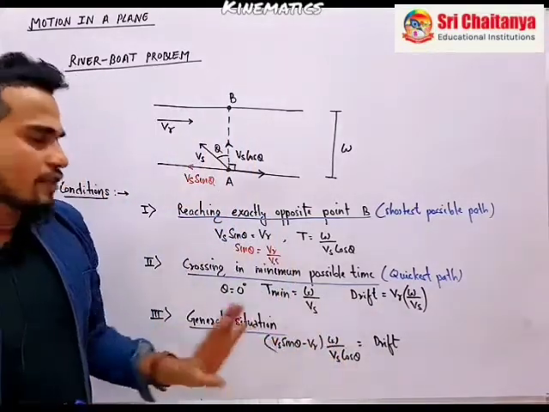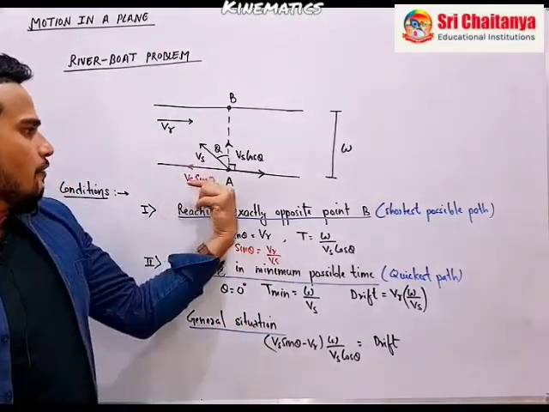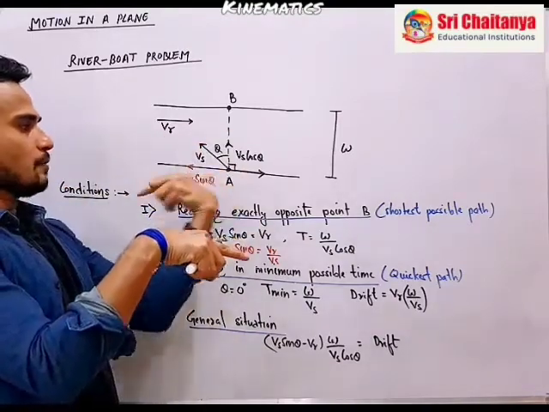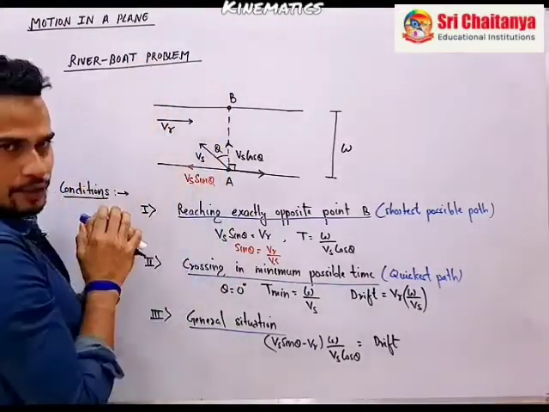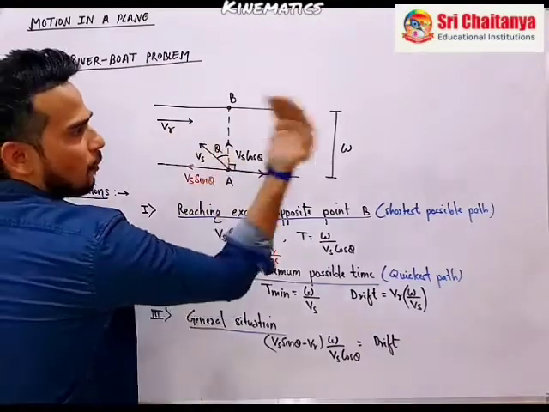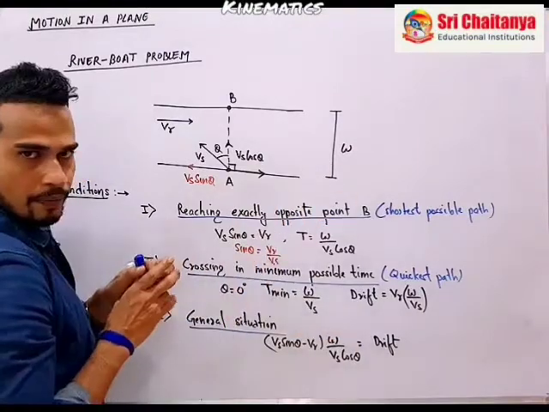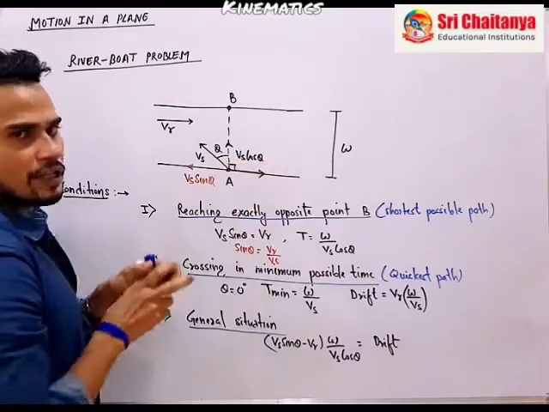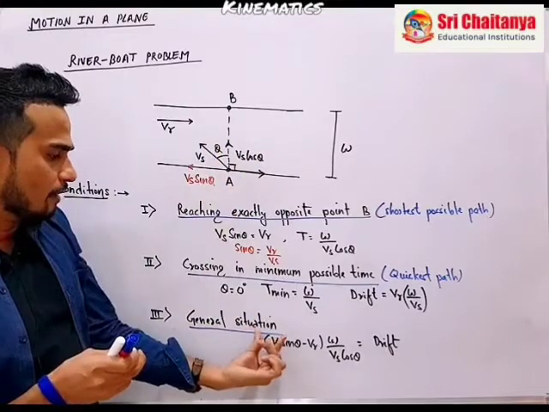Sometimes we can get a general situation also. For example, if Vs sin theta becomes more than Vr, our swimmer will move to the left side. If Vs sin theta becomes less than Vr, our swimmer will go to the right side. So you can find the drift also, and the velocity responsible for crossing will be Vs cos theta only, because your crossing will be done across this line. So we can find it in the general situation also.